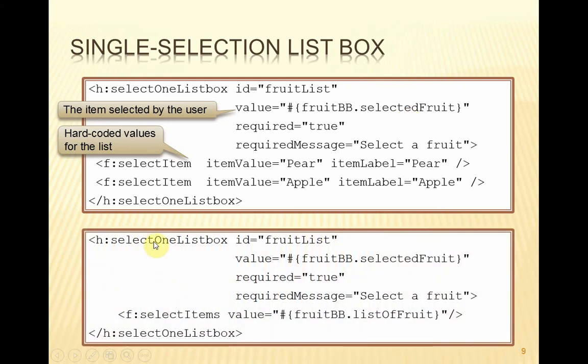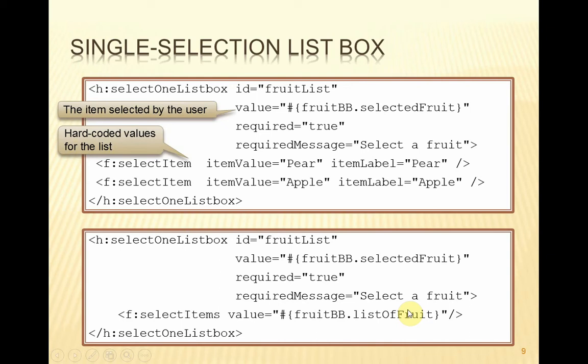The select one list box is exactly the same as it was up here, but instead of having individual select items that are hard-coded, what we've now got is this one select items in the plural, and the value for that comes from this property in the backing bean. Now, of course, because this is being rendered, it's being displayed, the corresponding get method will be called for that property.